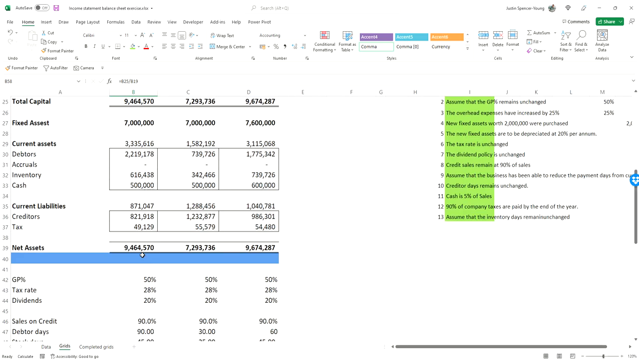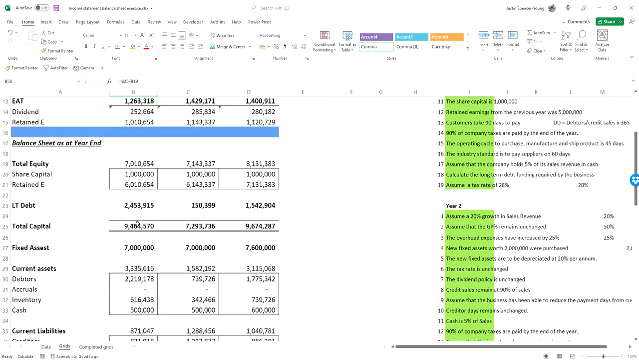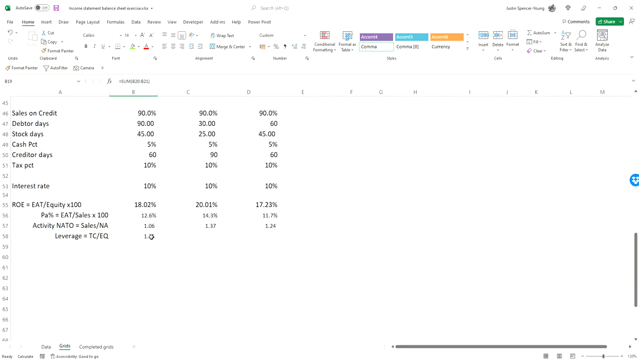Let's test this. If the debt was 0, then the total capital and the equity would be the same number, and therefore the leverage would be 1. In other words, 0 debt. Okay, so the fact that this number is higher than 1 implies that there is debt funding in the business.